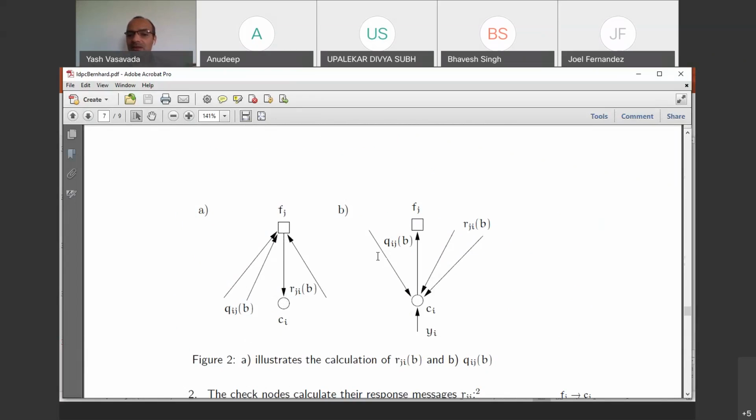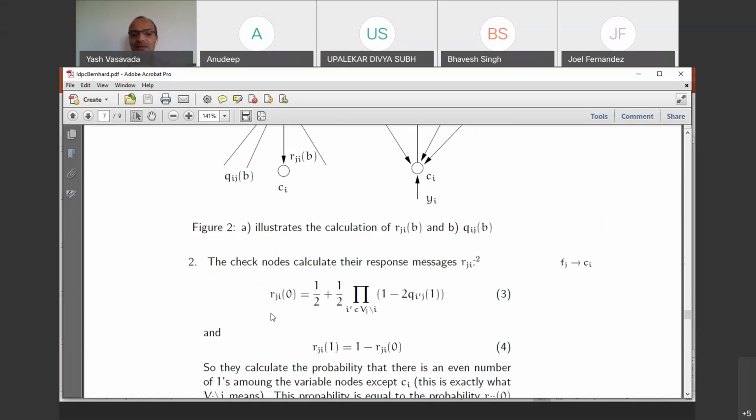And same way, at a variable node, remember, we have probability coming from the demodulator also. So that is this y of i. And we have probabilities coming from the check nodes, which are denoted as Q values. And so a variable node will take n-1 Q values coming from the check nodes. It will take y of i, and then using that it will send a message back to the check node. What are the messages that are being sent? Check nodes send the messages according to this formula.